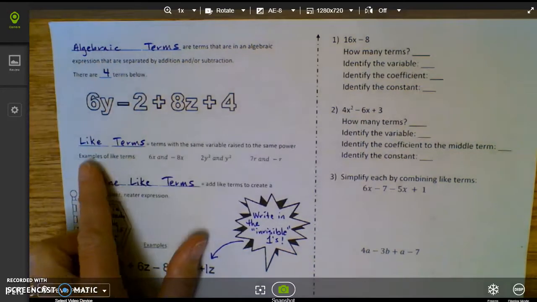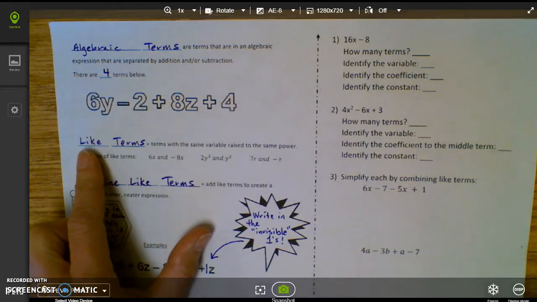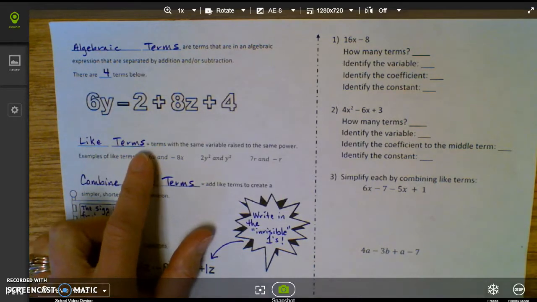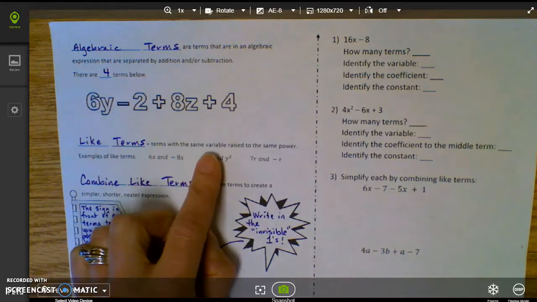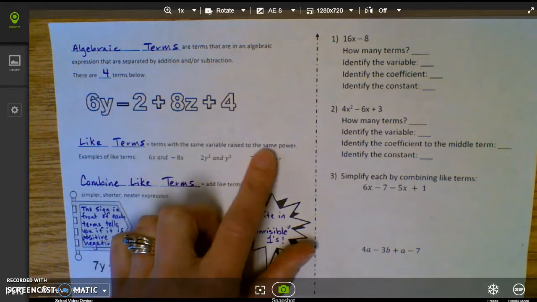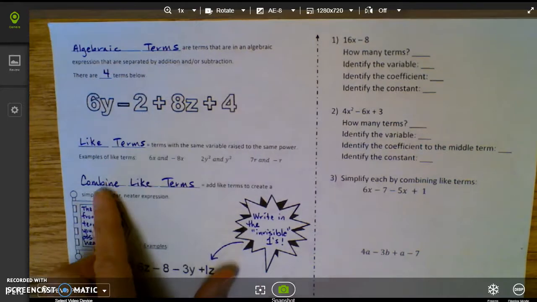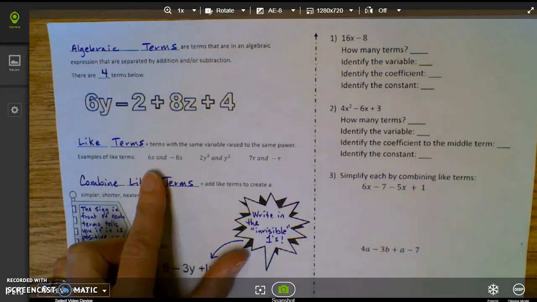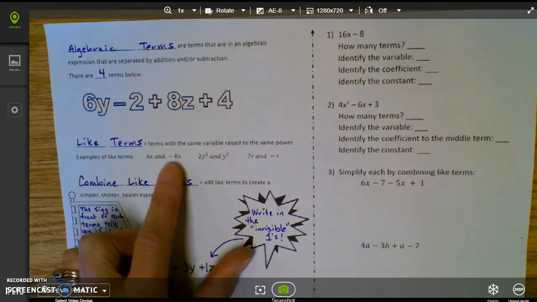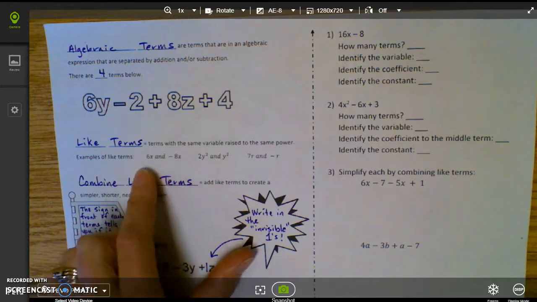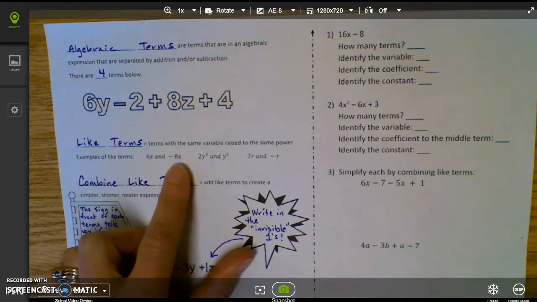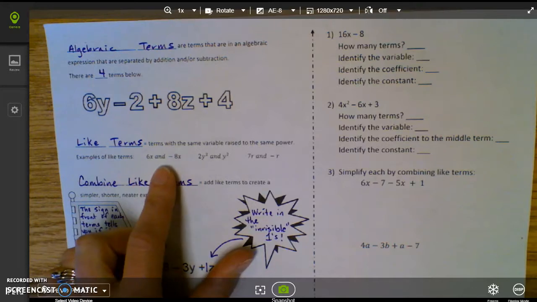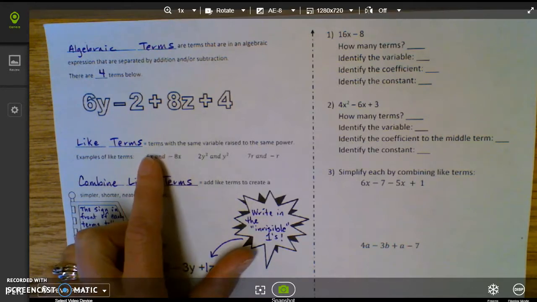So what we're going to be focusing on today is which terms are considered like terms. Like terms are terms that have the same variable raised to the same power. So I gave you some examples of like terms. For example, if I have 6x and negative 8x, they would be like terms because they have the same variable. The number in front can be different. Remember, that's called the coefficient, but the variables have to be the same.